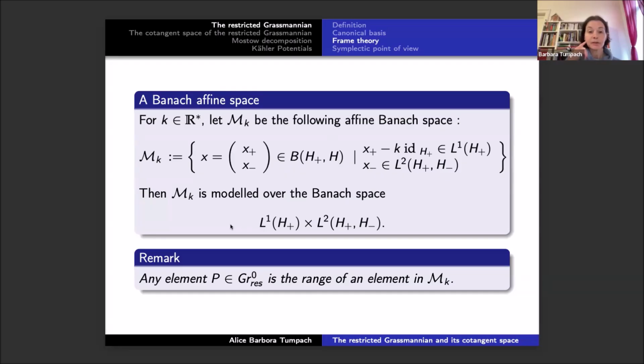So what we have proved before is, because the canonical basis is of this form, that any element P in the connected component of the restricted Grassmannian containing H plus is the range of an element in MK.